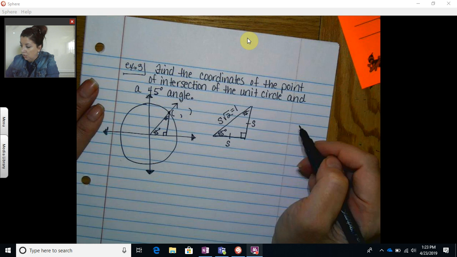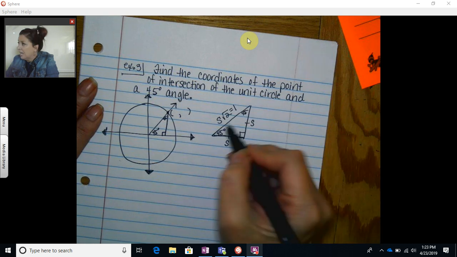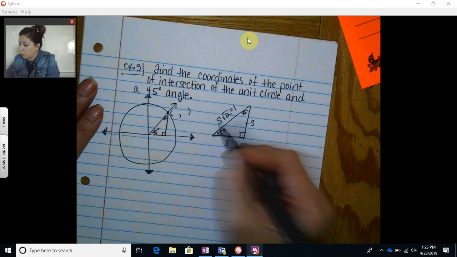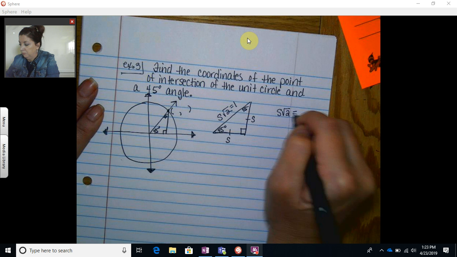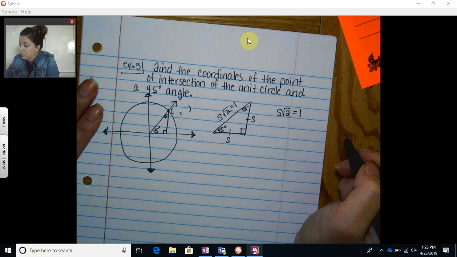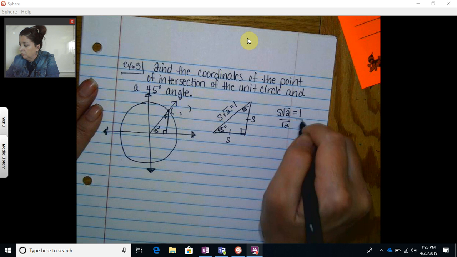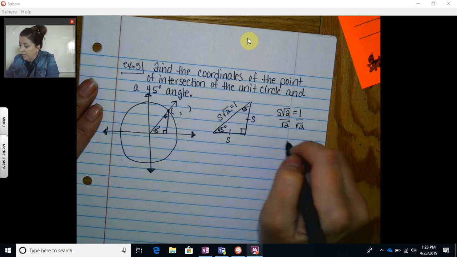So since I know what that is equal to, I can solve for S, right? Because I know that S times the square root of 2 is equal to 1. I have to get S by itself. Since S is being multiplied by the square root of 2, can't I divide by the square root of 2? So that leaves me with S equals 1 divided by the square root of 2.